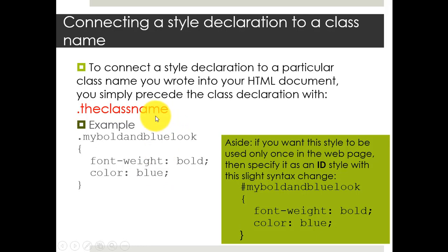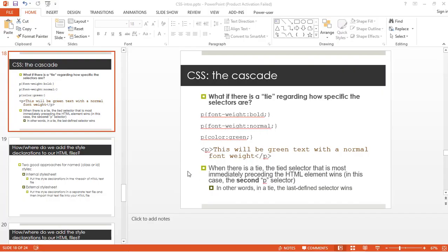Inside the HTML, now connecting the style declaration to a specific class name: you use a dot followed by the class name. The syntax is dot my-bold-and-black, with font weight in the style. If you want this style to be used only once, use the ID style, meaning you can only use it once within the page. That is done with the selector.